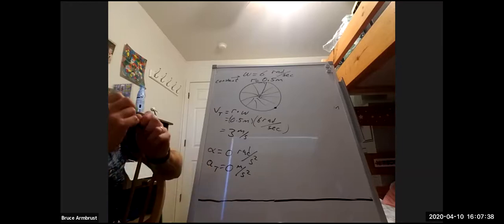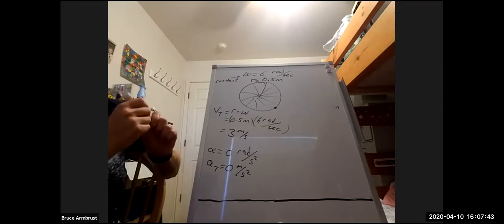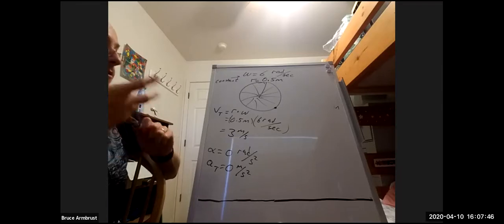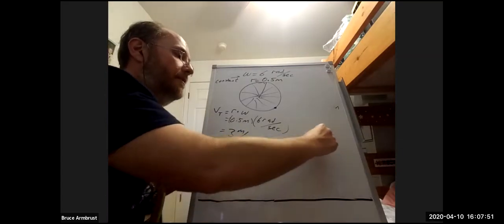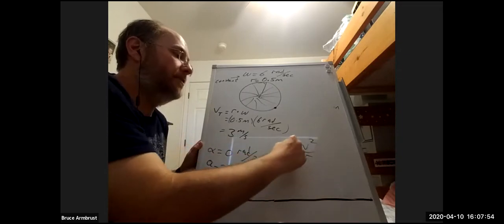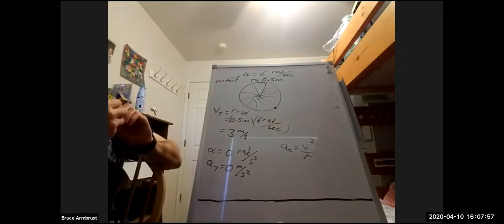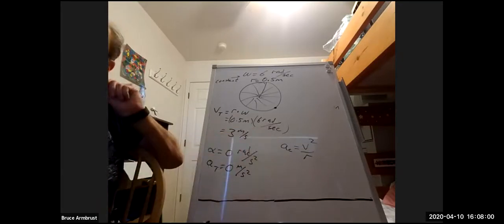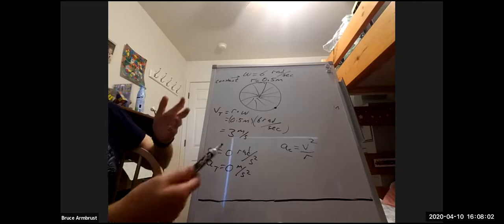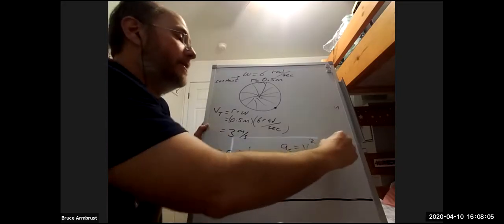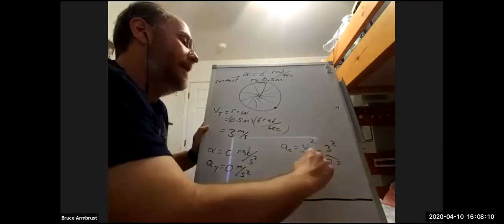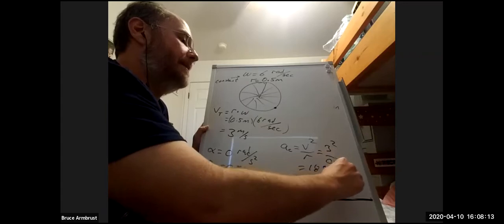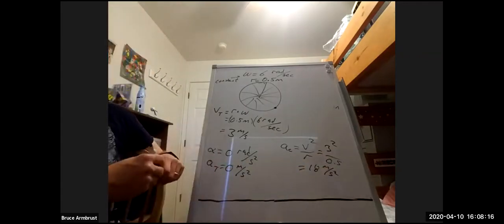Anyway, so there's our tangential acceleration. So let's find our radial acceleration, our centripetal acceleration. So the centripetal acceleration is equal to v² over r. And that v is a tangential velocity. So we can go ahead and just plug in those numbers now. We already calculated it. It's equal to 3² divided by 0.5, which is 18. And this is going to be 18 meters per second squared.